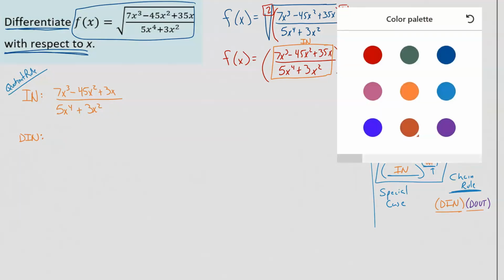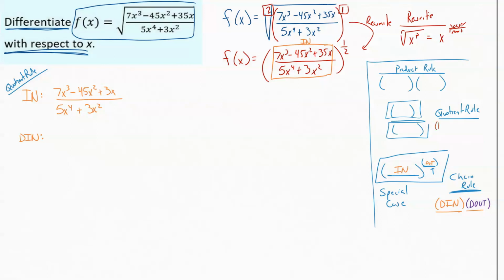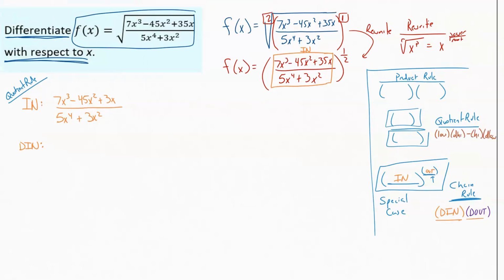Again, whatever saying you have for the quotient rule, as long as you've got one that you have memorized and can recite by heart. Mine goes low, D high, minus high, D low, and then all of that is over the low squared. So I label the top piece the high piece, the bottom piece the low piece, and again, I break this thing out into bite-sized little chunks to get to where I need to go. So the high piece is 7x cubed minus 45x squared plus 3x. The low piece is 5x to the fourth plus 3x squared.